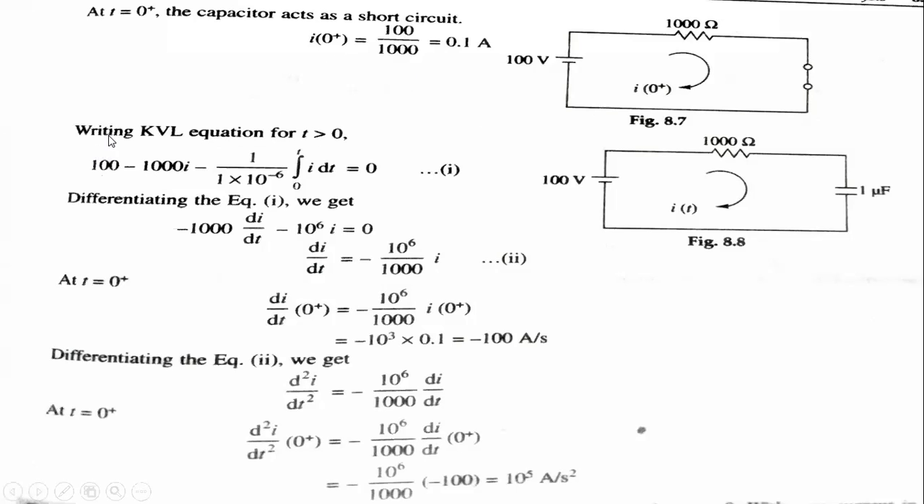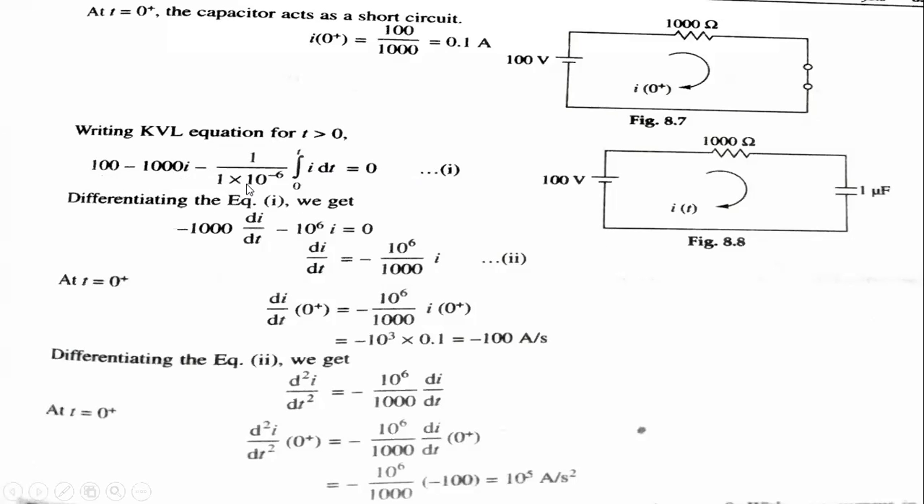Now come to the point of how to write the equation in the form of KVL. Writing the KVL equation for t greater than 0 is the condition; only then is it possible to write the equation. So V minus IR equals 0. We have done this many times in the theorems, superposition, KVL and KCL, mesh analysis and nodal analysis.